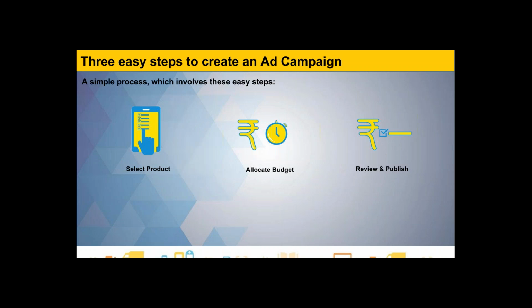Three simple steps to create a campaign are select products, allocate budget, review and publish. So before we begin, it's always good to have a clear objective as to why you're creating this particular campaign. Could it be for the winter collection or the weekend sale? Once you have your objective very clear, creating a campaign becomes very simple.